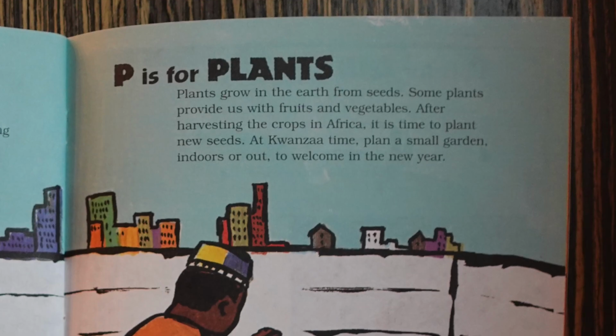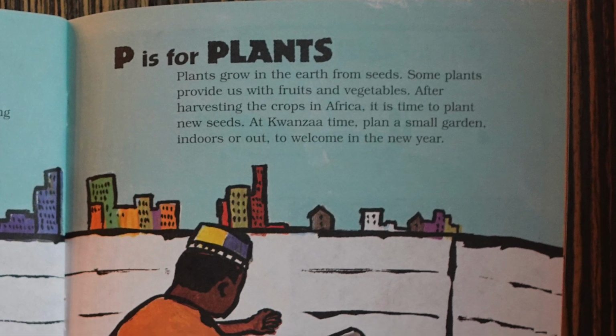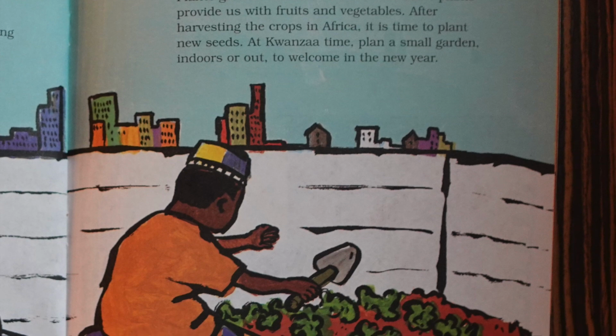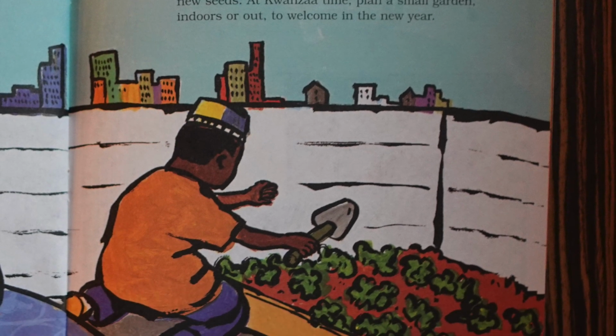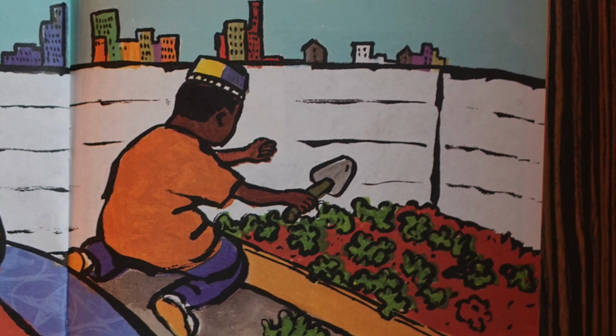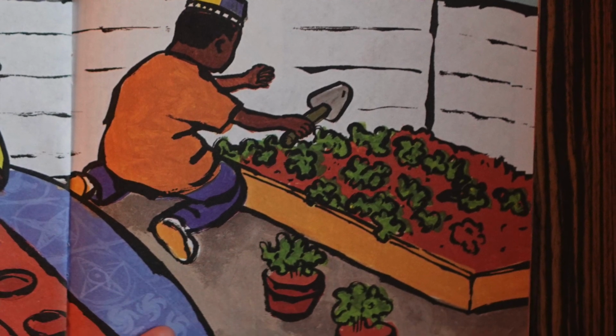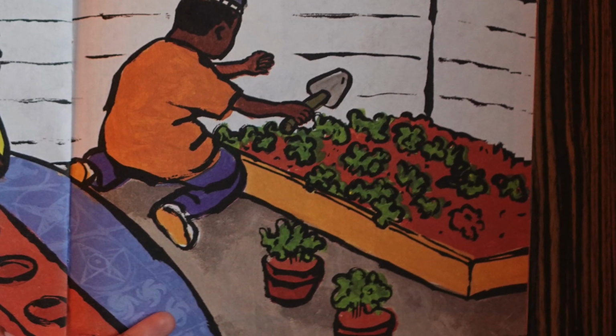P is for plants. Plants grow in the earth from seeds. Some plants provide us with fruits and vegetables. After harvesting the crops in Africa, it is time to plant new seeds. At Kwanzaa time, plant a small garden, indoors or out, to welcome in the new year.